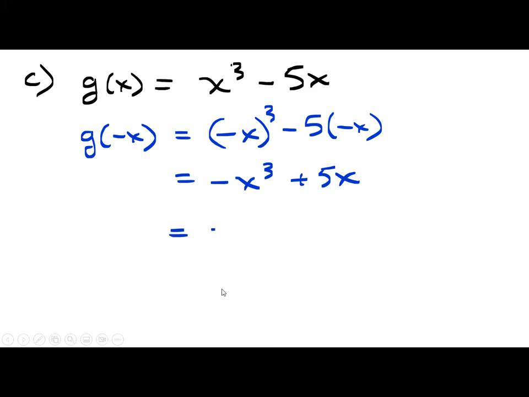So let's take out a negative. Negative times what gives you negative x cubed? x cubed. Negative times what gives you a positive 5x? Negative 5x. That's perfect. Now we see it says this is the exact opposite of the original problem. So it's an odd function. Therefore we should be able to see symmetry about the origin.